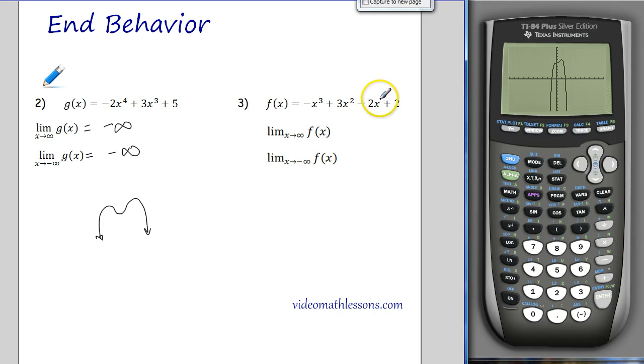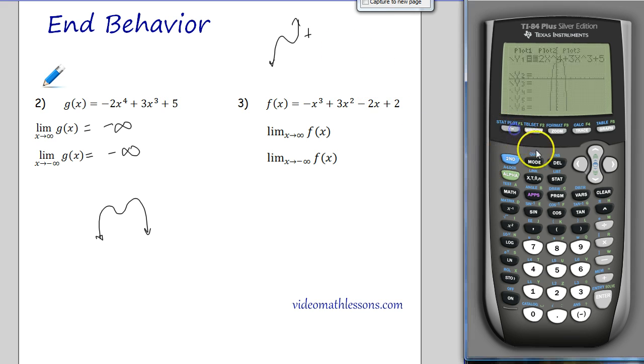Question number 3. Negative x cubed plus 3x squared minus 2x plus 2. Usually a cube would look like this, something like this, right? This would be positive cube. So the negative should go something like opposite. Well, let's check it out. We'll just try it.